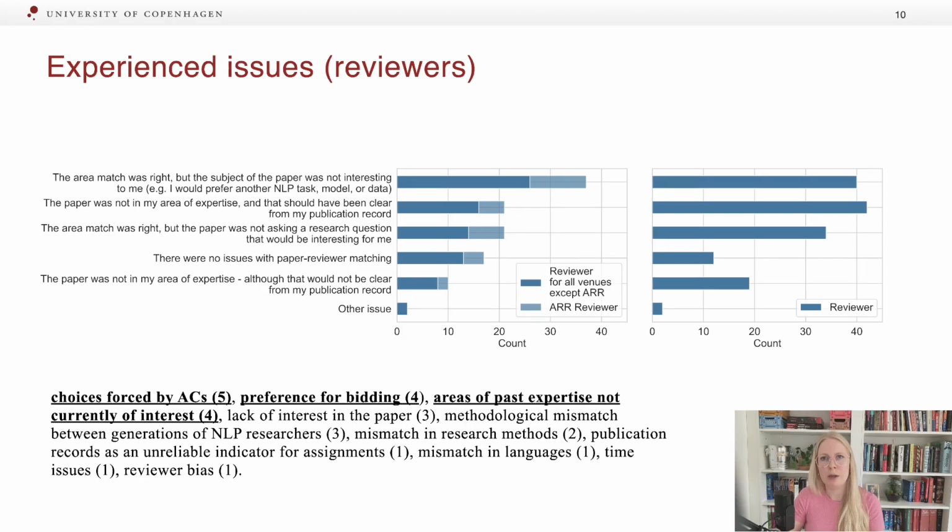And in open-ended comments, they report issues with choices being forced by editors, for example, by getting papers assigned without being asked and having requests of reassignments denied. And they also report preference for bidding and issues with being assigned papers based on their past area of expertise that are no longer interesting to them.